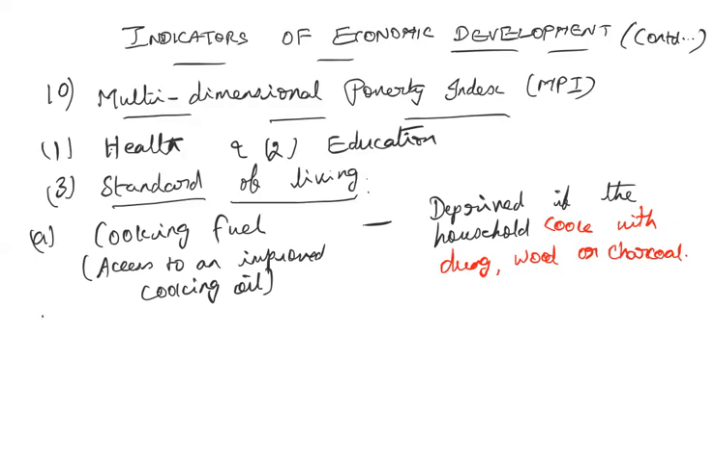Then the next parameter in this is regarding sanitation. What are the sanitation facilities enjoyed by the household? They are considered to be deprived if the sanitation standards are not according to the Millennium Development Goals put forth by the United Nations, or if they do have sanitation facilities, but it is not exclusively for the one household. They have to share it with the other neighbors. So if they are having that kind of sanitation facility, then they are deprived of proper sanitation facilities.